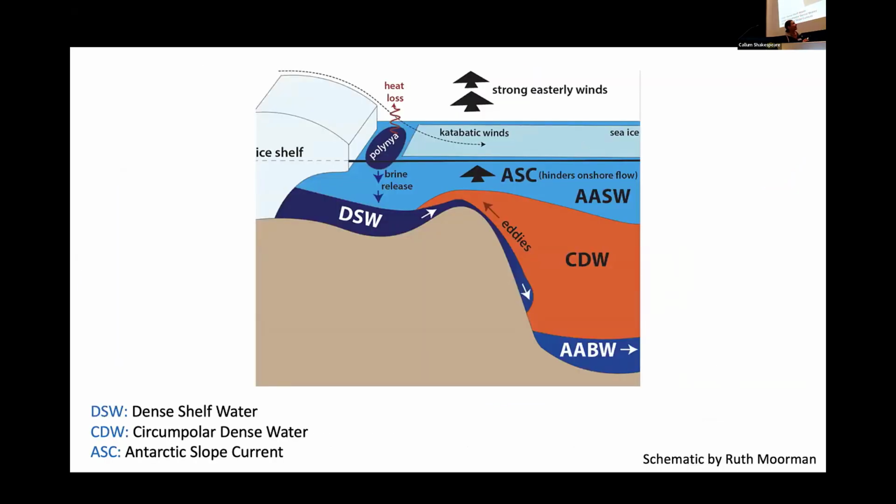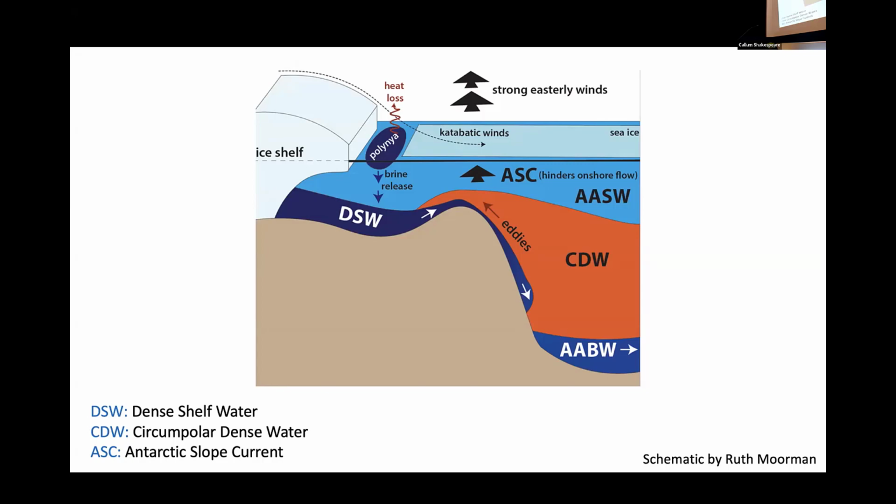Okay, so in case people aren't familiar with ocean dynamics around Antarctica, this is giving the basic outline. I think there's no one on Zoom, so yeah. Okay.